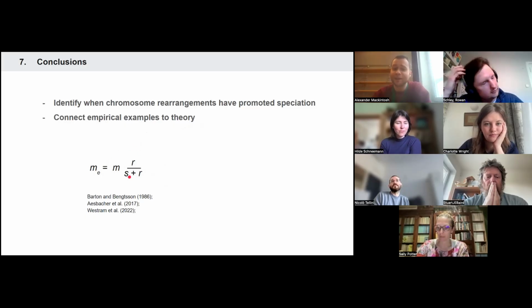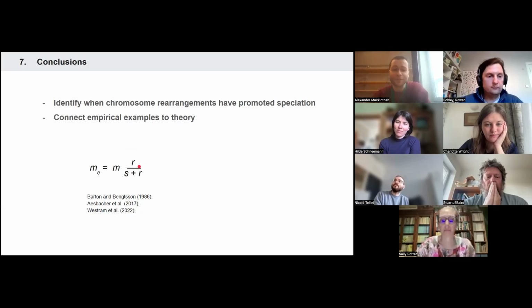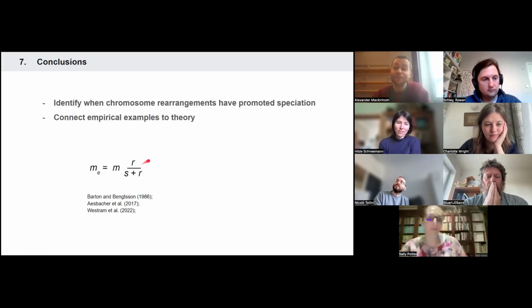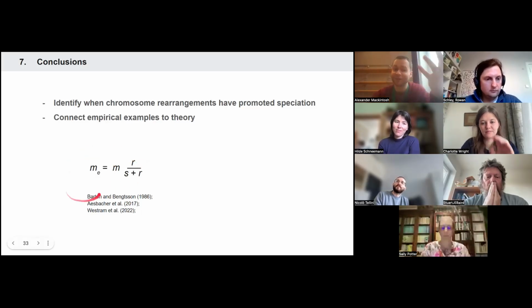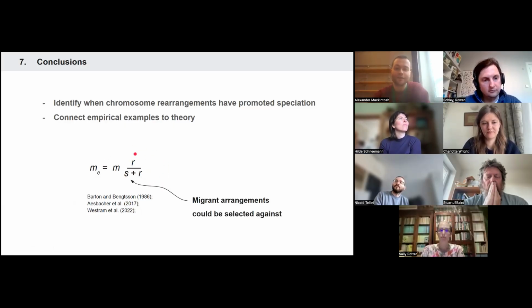We'd like to know about just how strong selection is against rearrangements. We'd also want to know about whether rearrangements modify recombination. But because we haven't fit a model that actually includes selection or recombination, we've just fit a demographic model to estimate ME, we haven't quite managed to do this.